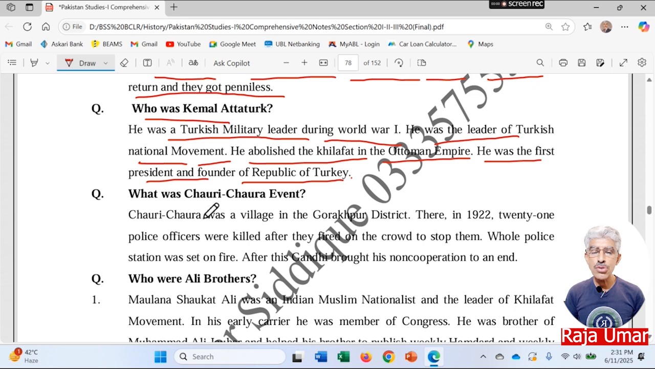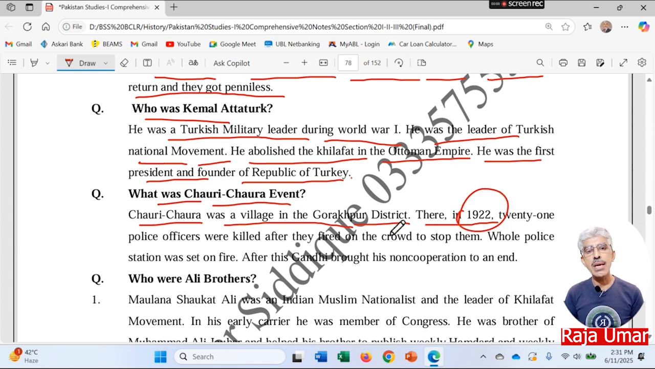What was the Chori Chora event? This happened during the Khilafat movement. Chori Chora was a village in the Gorakhpur district. There in 1922, as you know, Gandhi was supporting the Khilafat movement, considering that it would not go violent, and he remained with the Khilafat movement with Maulana Muhammad Ali Johar and Maulana Shaukat Ali, and he presented himself over there in the second Khilafat conference of December 1919.